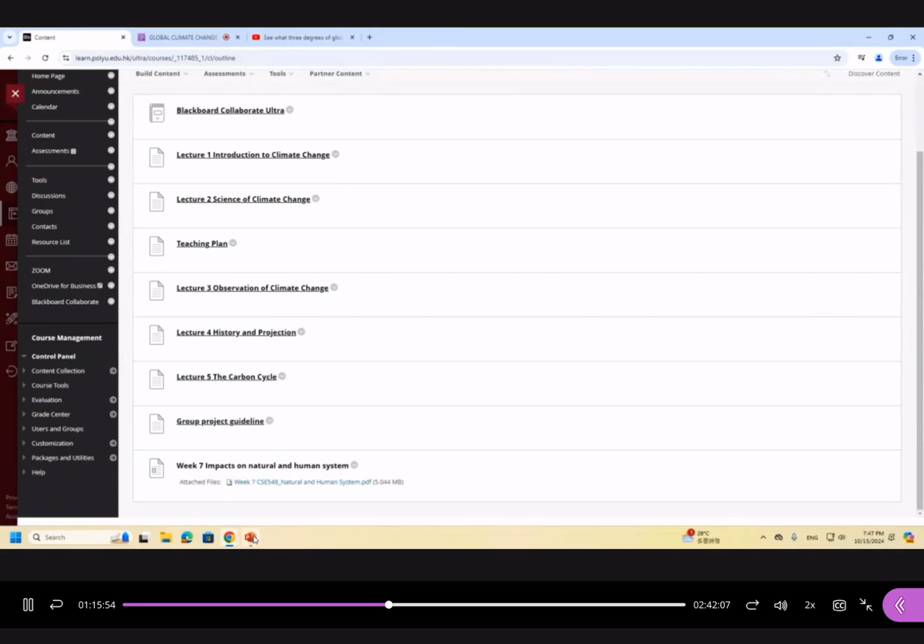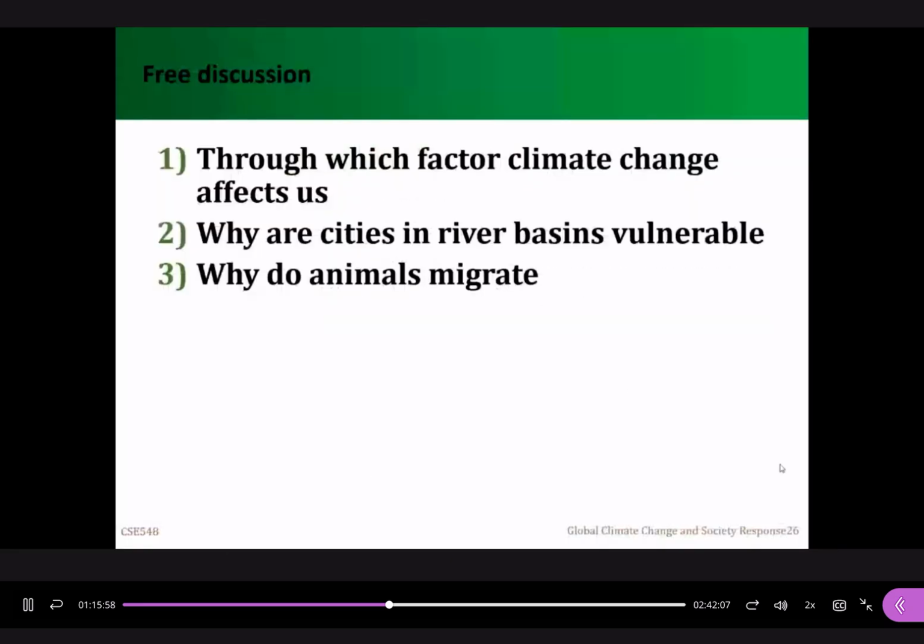Okay, so let's go back to these three questions. The first one is parameters. The reason of climate change is the CO2 concentration increase in the atmosphere. It's not only the CO2, there are also some other greenhouse gases, such as methane. So the first step is the greenhouse gas concentration increase in the atmosphere. Then it causes the temperature increase. The temperature increase itself is a threat to our natural system and our human system. This is the average temperature increase.